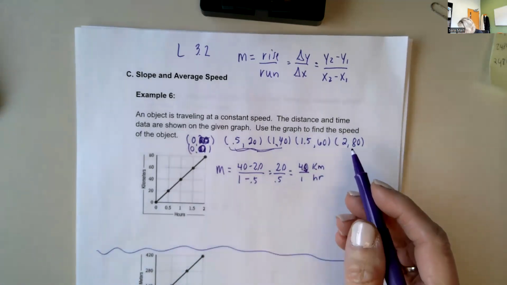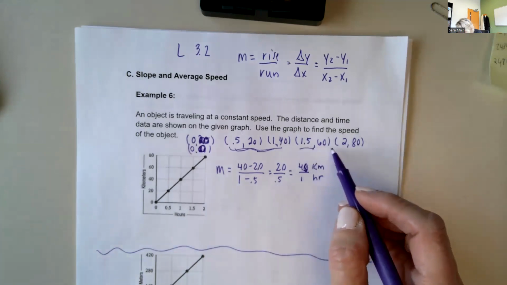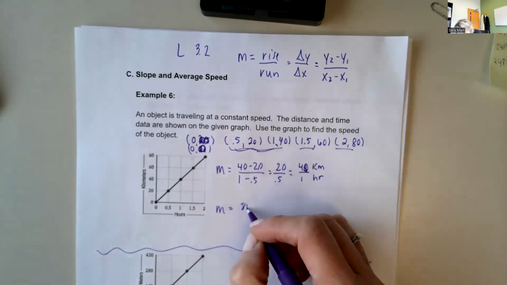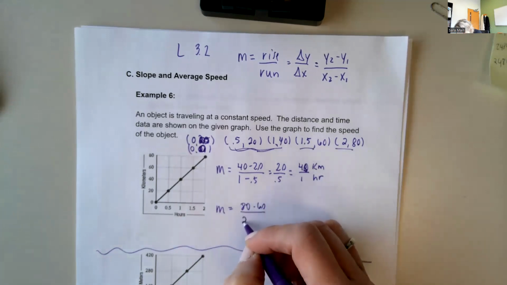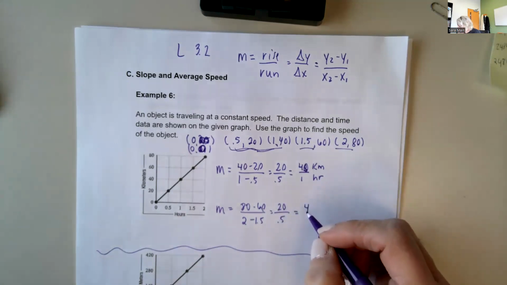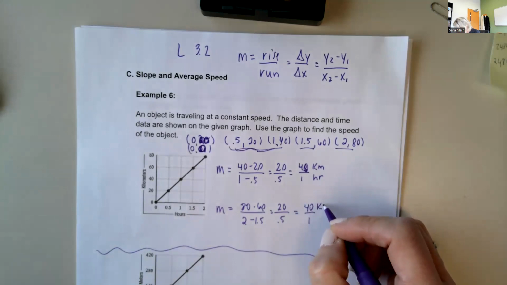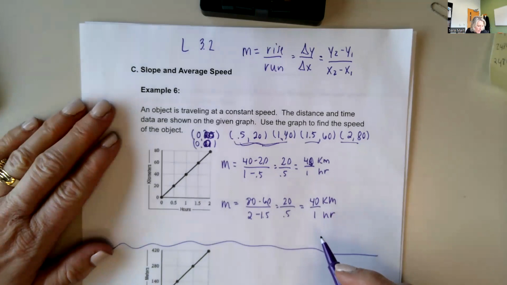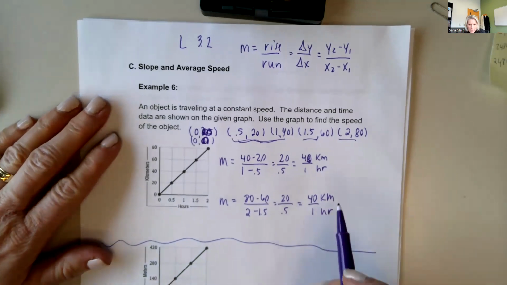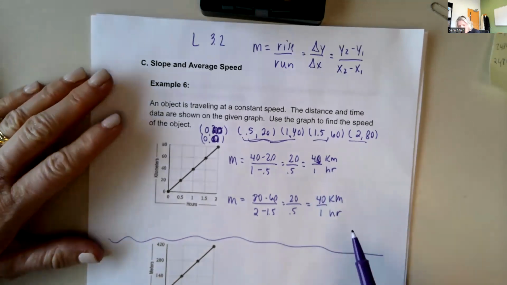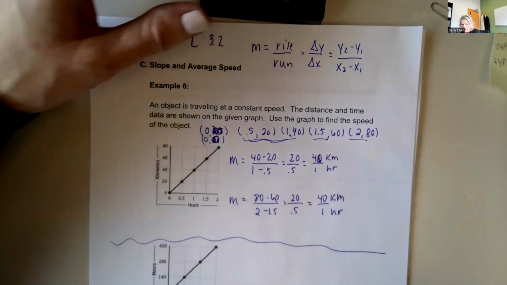Now I'm going to do this point and this point. So 80 subtracting 60 over 2 subtracting 1.5 is again 20 over 0.5, which is again 40 over 1 kilometers per hour. So slope in this context is kilometers over hours. So 40 kilometers per 1 hour. So every 1 hour, they're traveling another 40 kilometers.